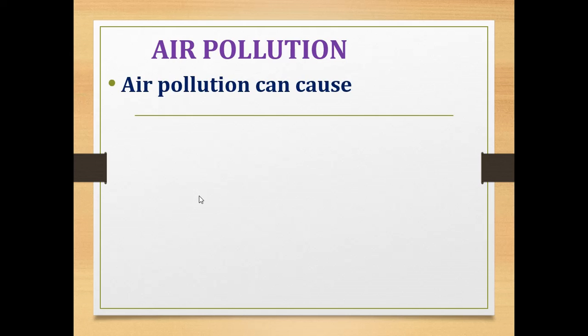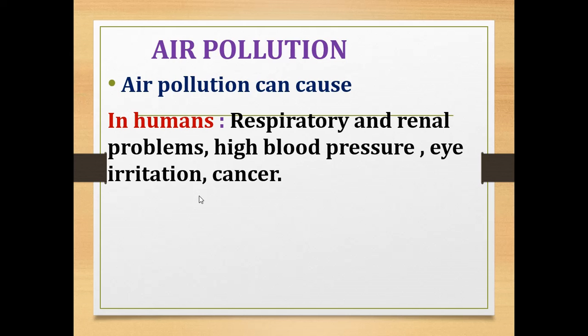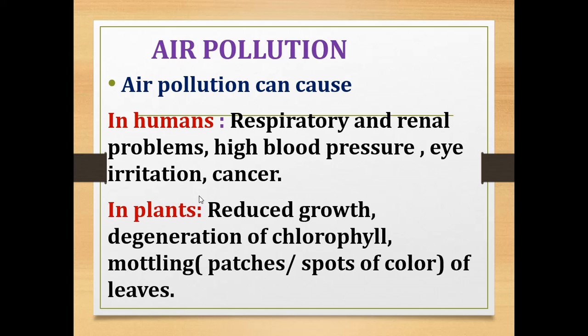Now, this polluted air, or the air pollution, can cause some ill effects in humans and in plants. In humans, air pollution can cause respiratory and renal problems. Renal means kidney problems, and it can also cause high blood pressure, eye irritation, cancer, etc. So air pollution can cause diseases such as respiratory and renal problems, high blood pressure, eye irritation, and cancer.